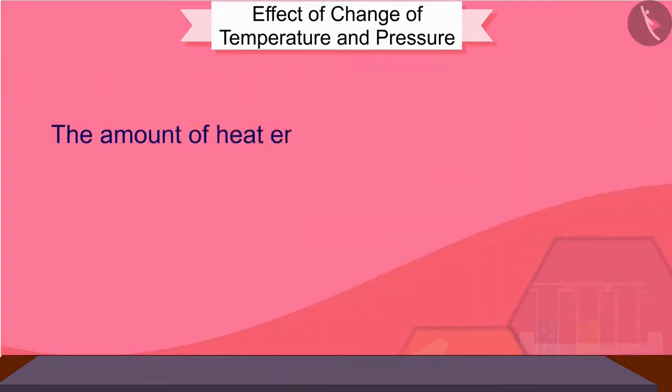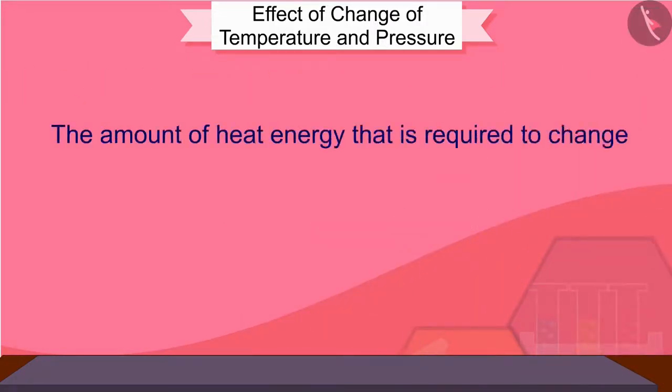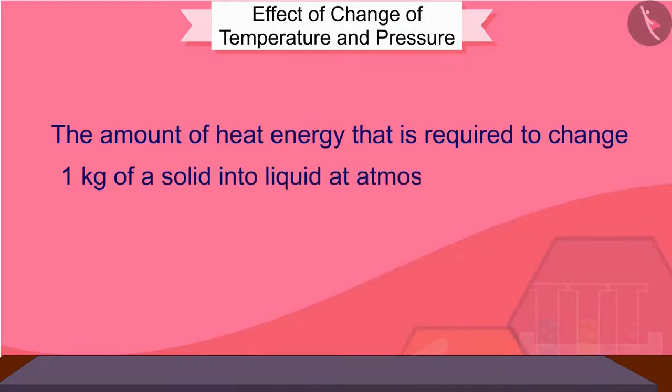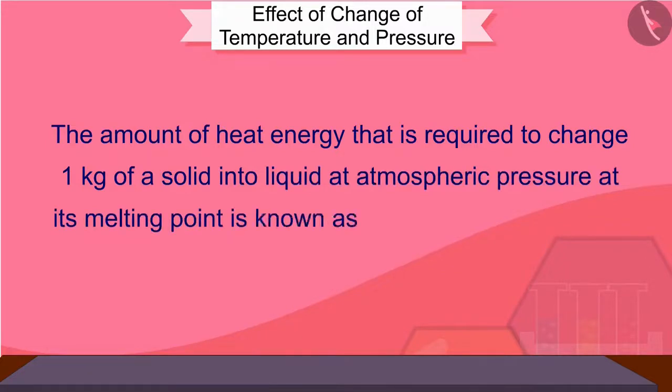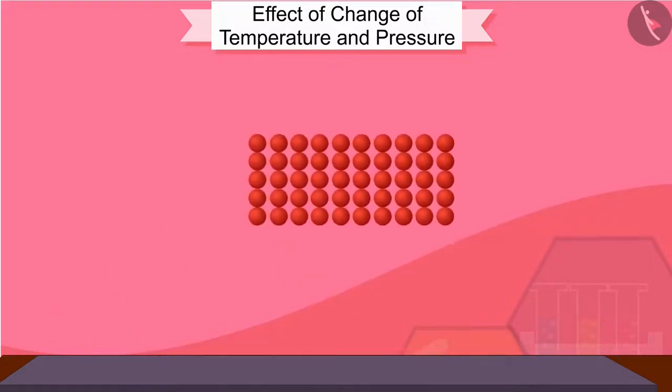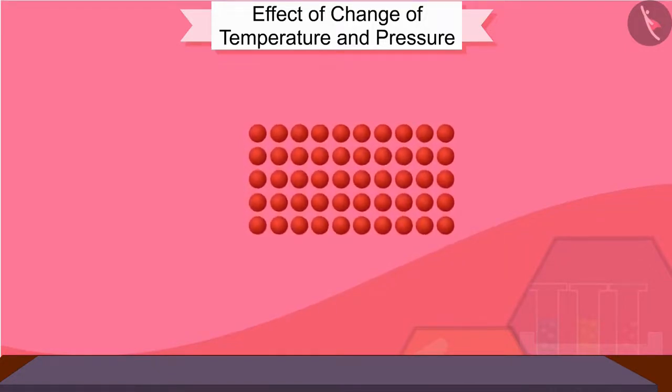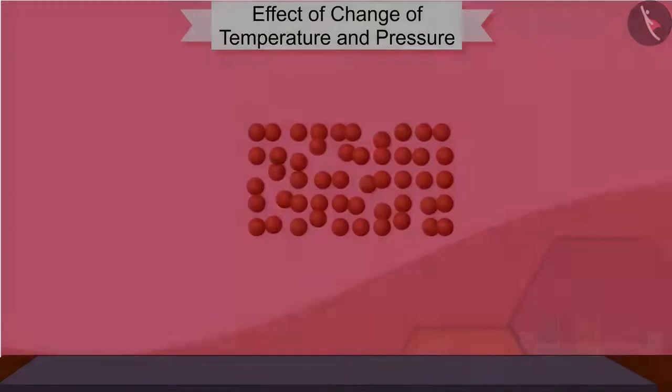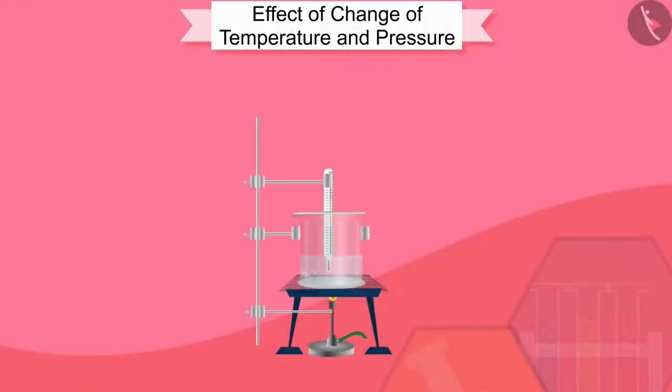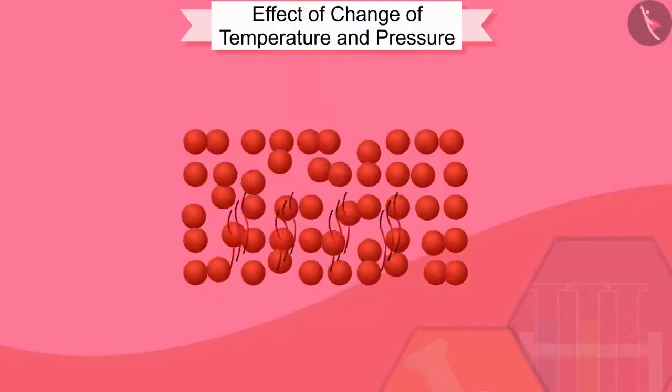The amount of heat energy that is required to change 1 kg of a solid into liquid at atmospheric pressure at its melting point is known as the latent heat of fusion. So, particles in water at 0 degrees Celsius or 273 Kelvin have more energy as compared to particles in ice at the same temperature. Now, let us see what happens during the change from water to water vapor.